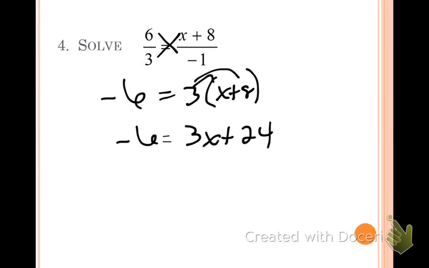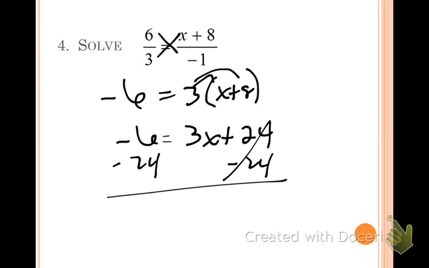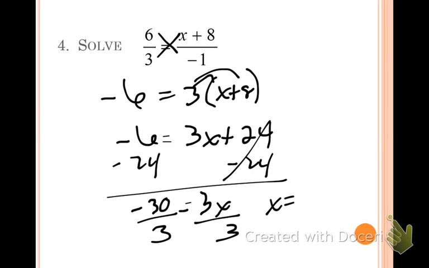Okay? When you cross multiply, you're taking the entire numerator from one and multiplying it by the entire denominator of the other one. So you got to multiply it across all the terms. Okay, and then you're just into your solving mode. Subtract 24. Then divide by 3. And so x is negative 10.